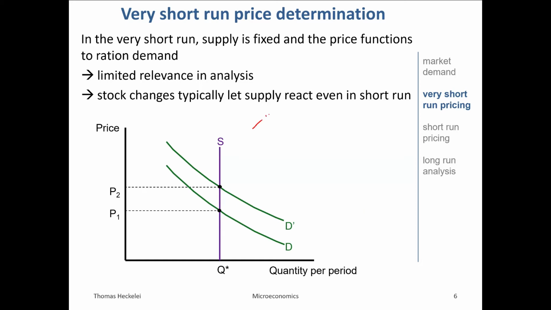So, very short run, the main assumption is no supply response at all. So you see here supply is a vertical line, always fixed at a certain quantity Q star, no more, no less.